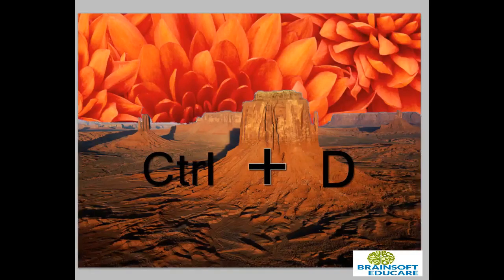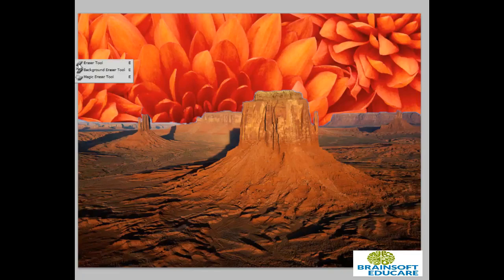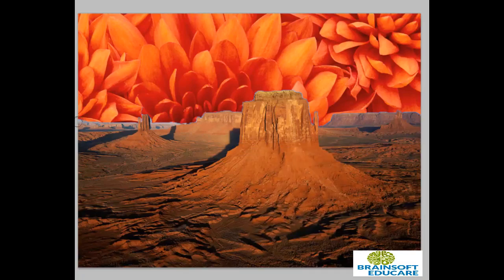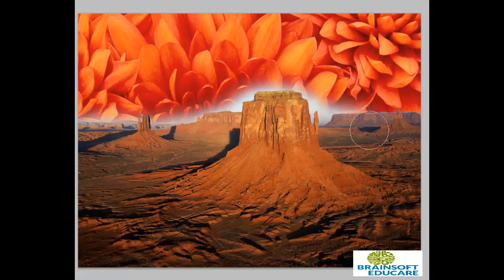Now let's go back and select our move tool, hit Ctrl plus D and deselect it since we no longer need the selection. Now what we have to do is select the eraser tool, once again right click, select a soft brush, increase its size, and then we will just smooth out the edges a little bit. That's it. That's why the selection did not have to be proper.